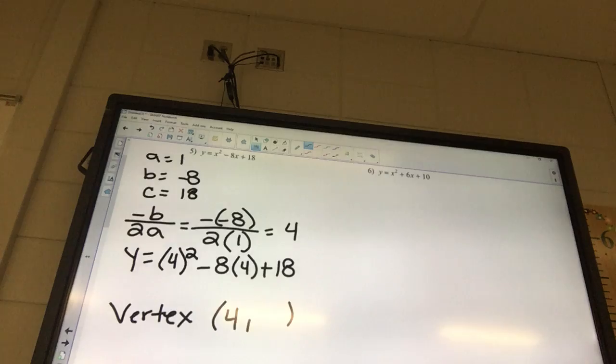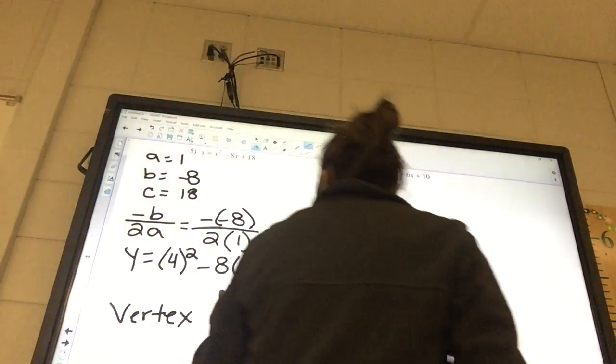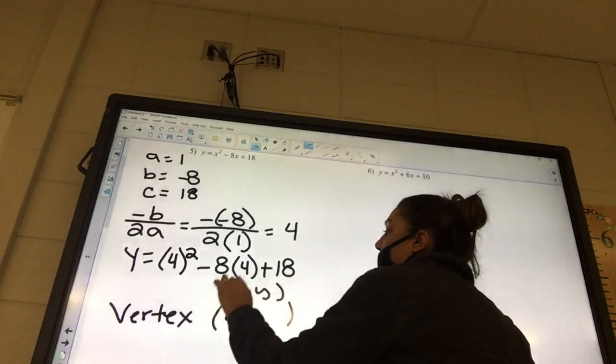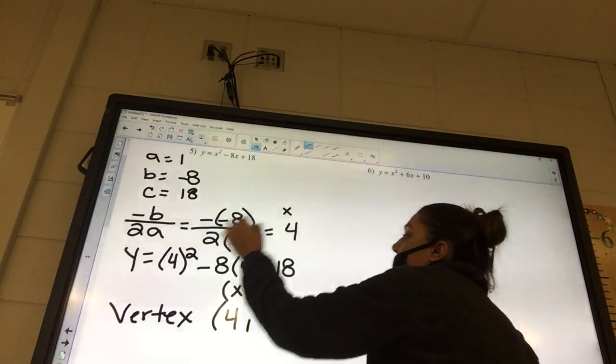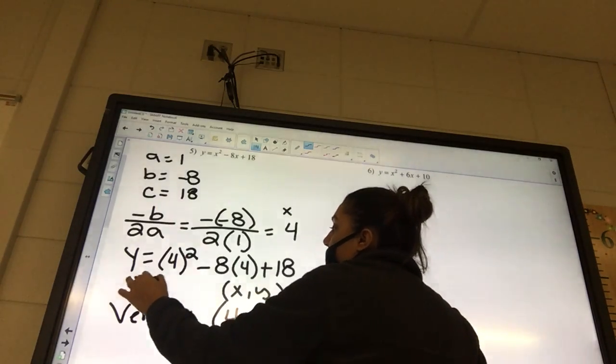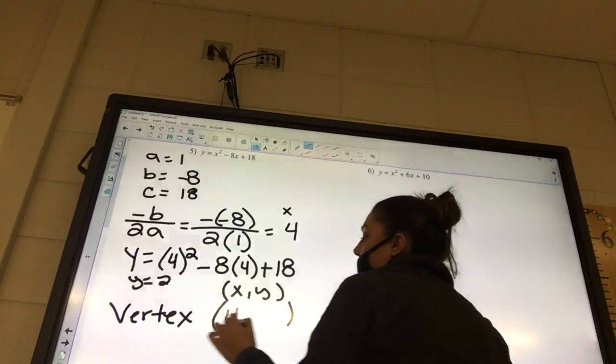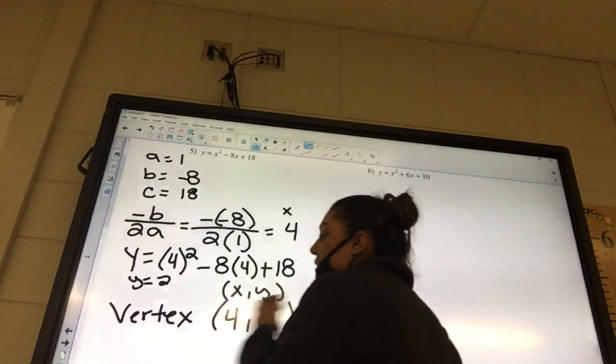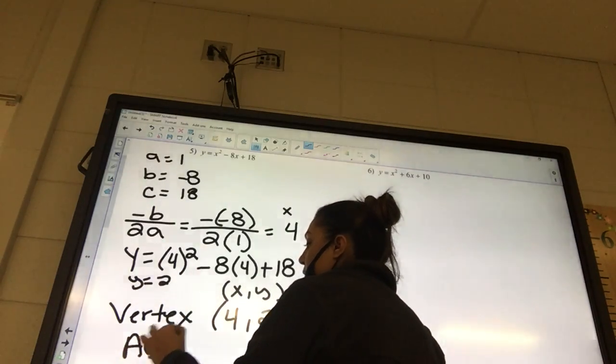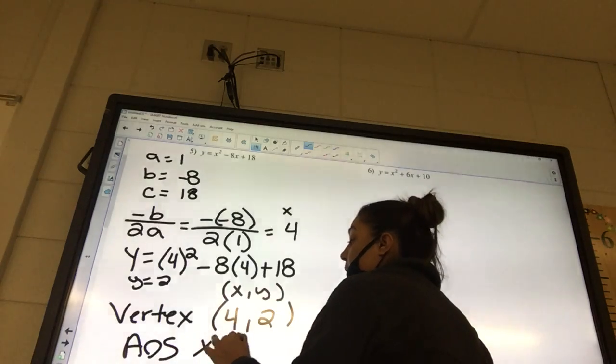Where does that 2 go? The y. Yes, this form is x comma y, so this is our x, and this is our y equals 2. So we put that here. What's our axis of symmetry? x equals 4.